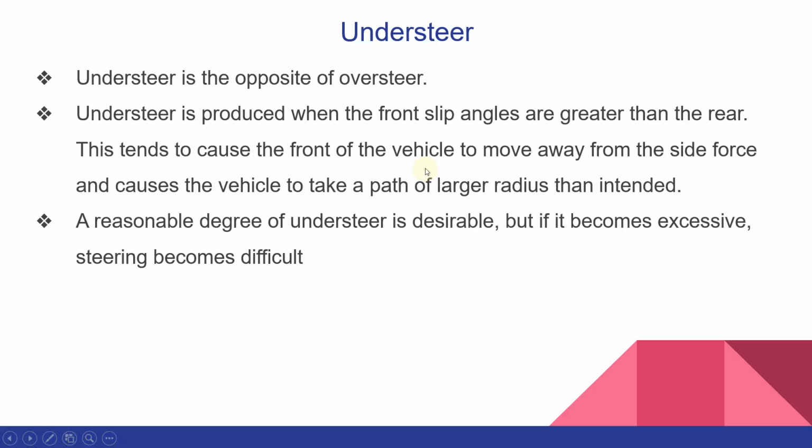Now understeering. Understeering is just the opposite of oversteering. When we are turning the steering at a particular angle, and the vehicle is not turning as we have expected, then it is known as understeering. Understeering is produced when the front slip angles are greater than the rear slip angles, and it will cause the front of the vehicle to move away from the side force, and it will cause the vehicle to take a path of larger turning radius. That means the vehicle will not turn very easily, it takes more time to turn. That is known as understeering.